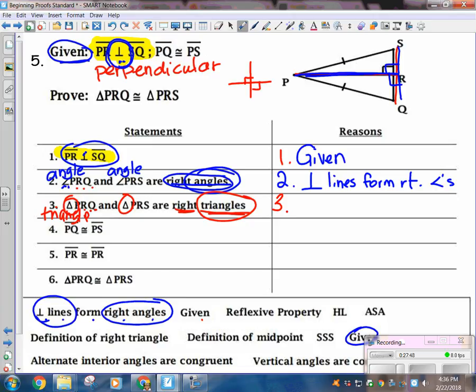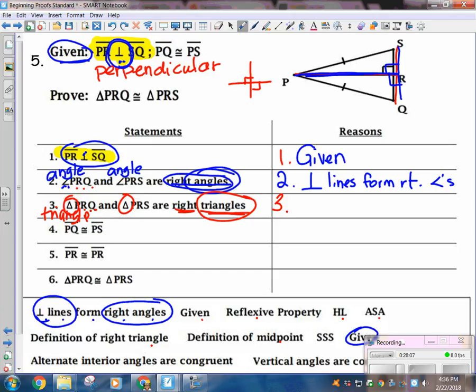Okay, let's just go. Is that given? No. It has to say it exactly in the given. It didn't say anything about triangles in the given. Is it reflexive? No. That's got to be the same thing equal to the same thing. Is it HL? I'm not ready for that. Is it the definition of a right triangle? That looks pretty good. Let's check it out.